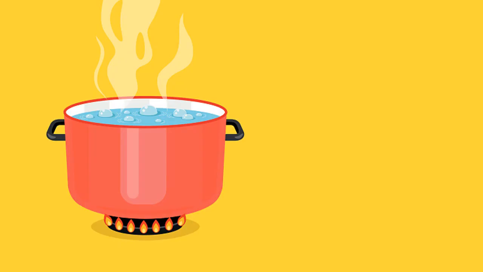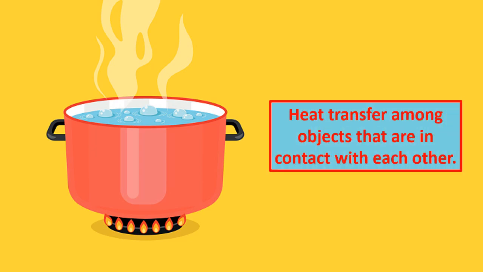Another example for this can be when we are cooking on the stove, or for example, boiling water. Is the water inside the pot touching directly the fire, the source of heat? No, it is not directly touching the source of heat. There is a pot. What happened? The heat from the fire transferred among objects that are in contact with each other. That's why the water now is boiling.